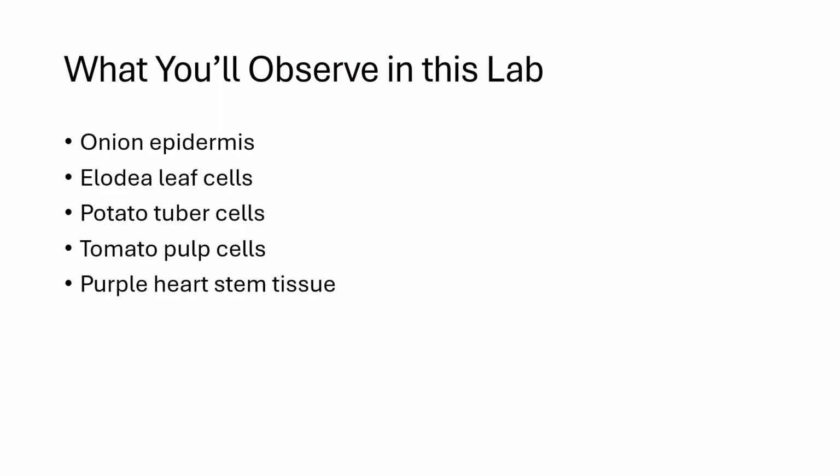In this lab, you'll observe several different plant tissues, each with a unique structure and function. As you move through the activities, think about how the appearance of each cell type reflects its role in the plant, whether that's protection, storage, photosynthesis, or transport. Now that you have the background you need, we're ready to begin Activity 1, where you'll examine onion epidermal cells. Remember to pause when prompted, take your time with your observations, and focus on understanding what you're seeing, not just identifying parts. Play the next video for Activity 1.